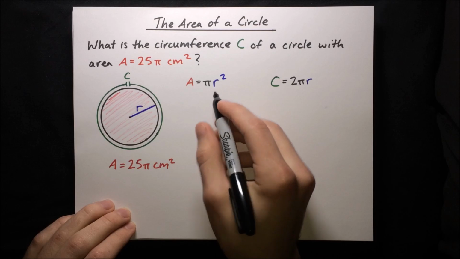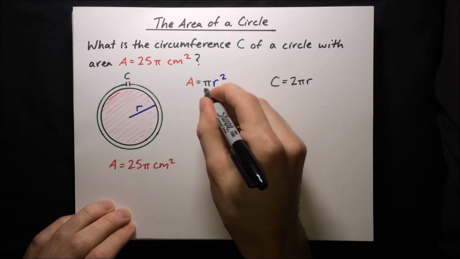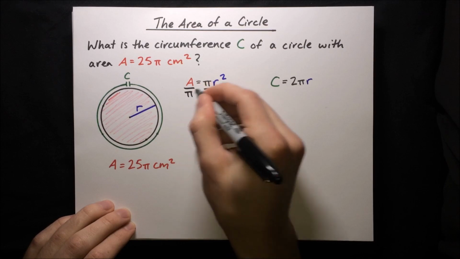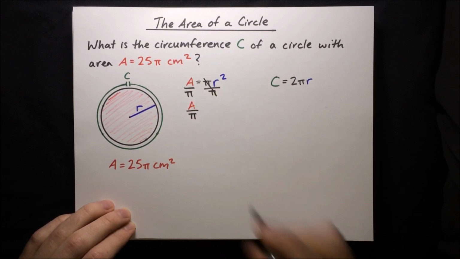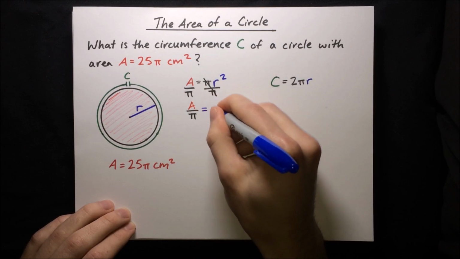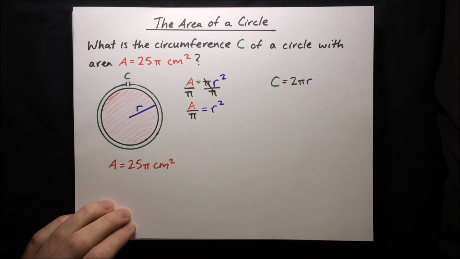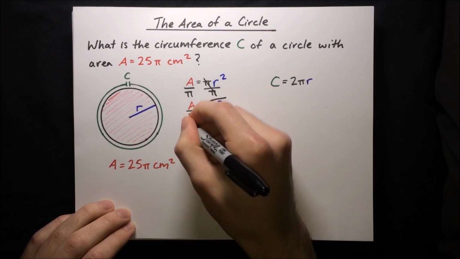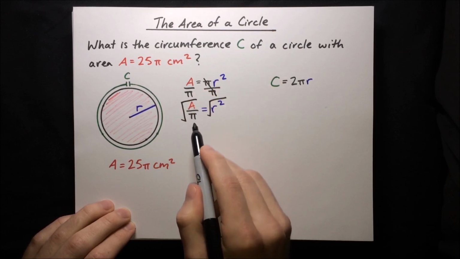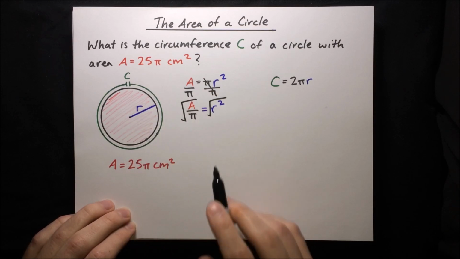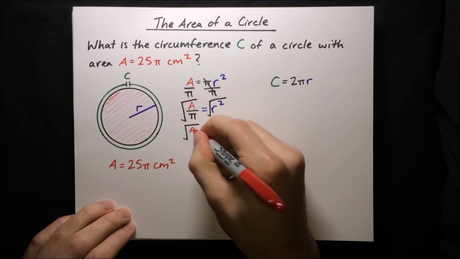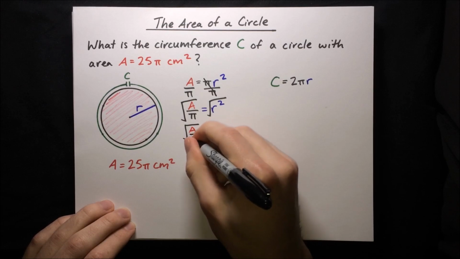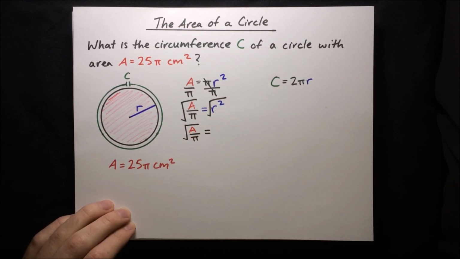So remember, our first step was to isolate this r squared. So divide by pi on both sides. That'll isolate the r squared. And we just have area divided by pi equals r squared. And then to get rid of the squared, we can take the square root of both sides. And we're just interested in the positive square root because that's the physical quantity. We're talking about length here. And then the outcome of that is just square root of area divided by pi is equal to the radius.